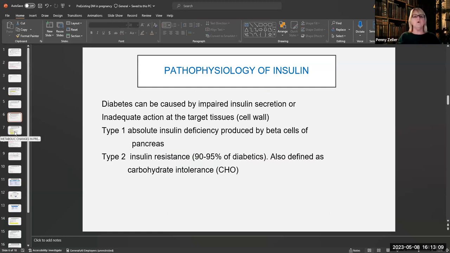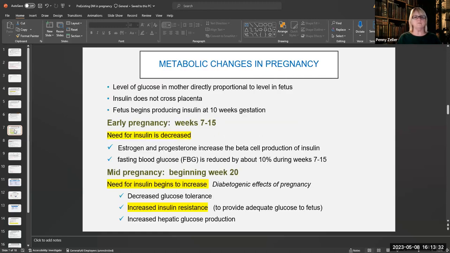So insulin, you know, type 1 is absolute insulin deficiency. There's no insulin available. Type 2 is the most common, okay? Type 2 is also referred to as carbohydrate intolerance, insulin resistance, okay? Most diabetics are type 2. So some things that you need to know about metabolic changes in pregnancy. So we know that the metabolism increases during pregnancy. Okay, we need a few more calories, 300 or 400 more calories a day to help support a fetus.